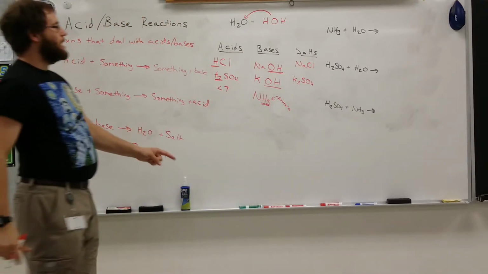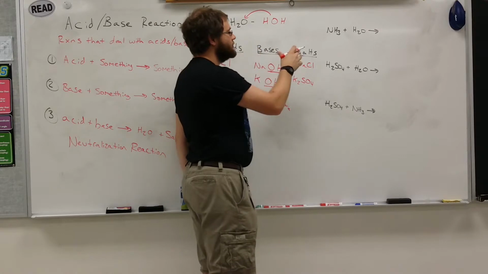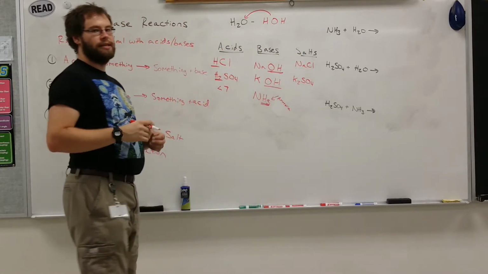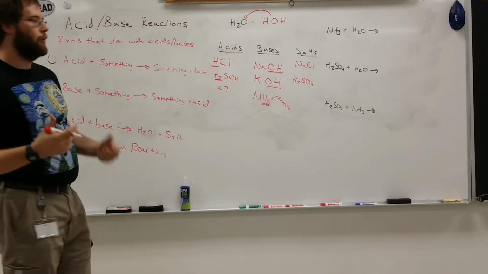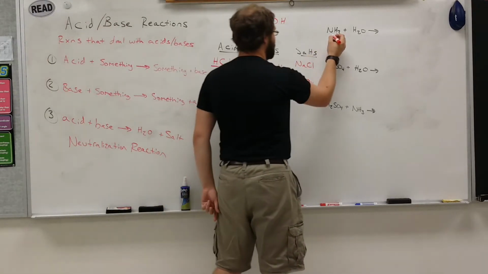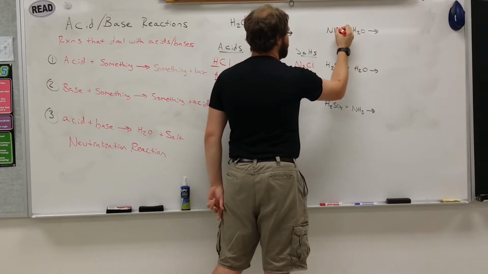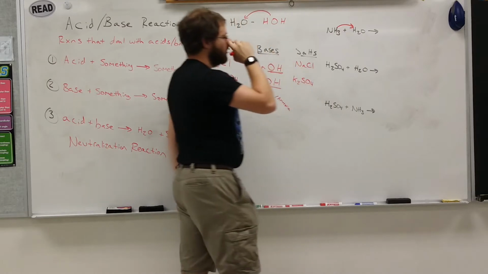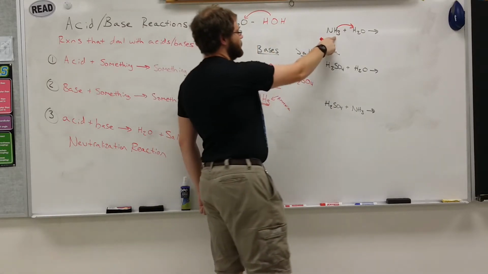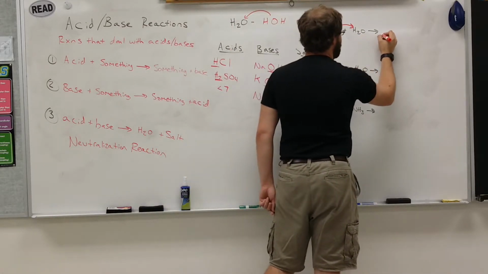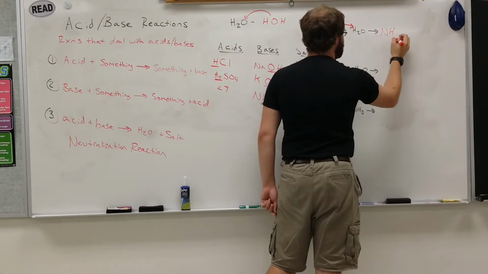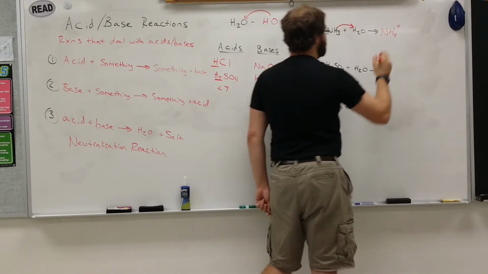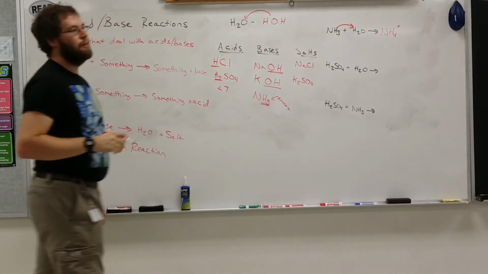So in this case we have a base, and what's going to happen is bases want H's. That's what bases love. It's like their food. Okay? So ammonia is going to want to take one of the H's from the water. And so what happens then is that this one's going to have another H. Okay? It's going to have one extra proton, basically. So it's going to become NH4 plus, that's called ammonium.